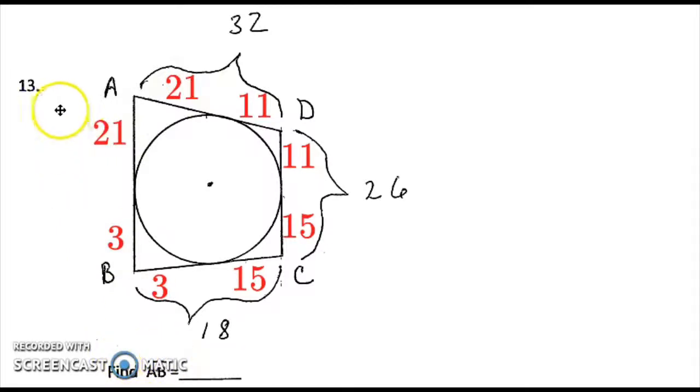Now AB is going to be these two added up, so you'll get 24. Now if you had used a different number, these two will still end up adding up to 24 at the end. Okay? So again, as long as you pick any number larger than 0, you should be fine. Let's look at the next one.